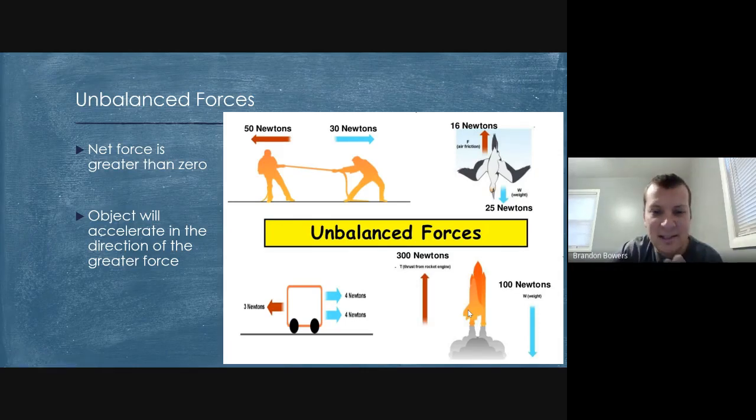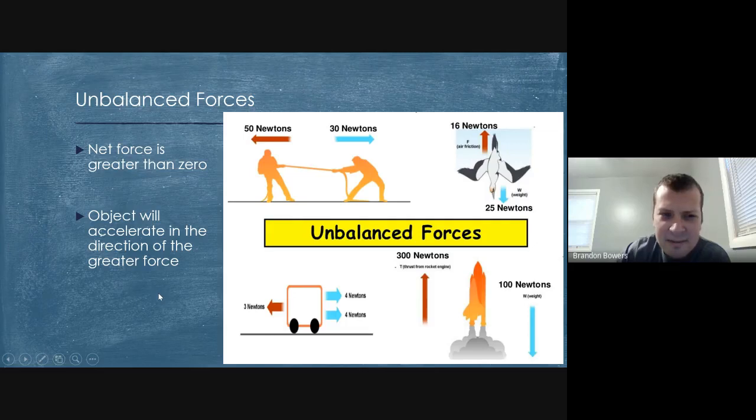So unbalanced means the object is going to move. That's what unbalanced forces mean. Object will move. All right, we're going to keep going.